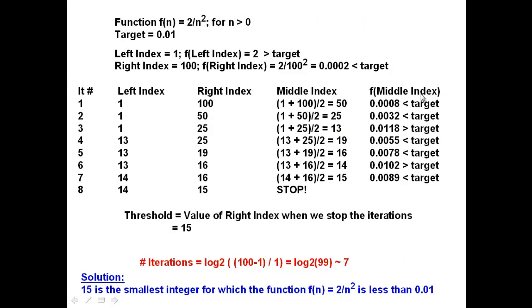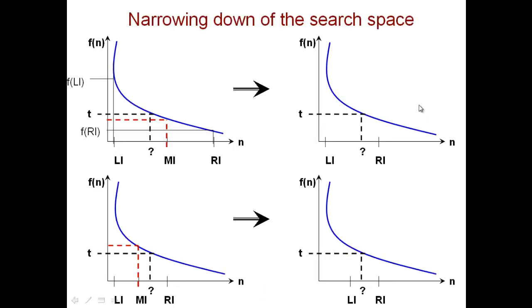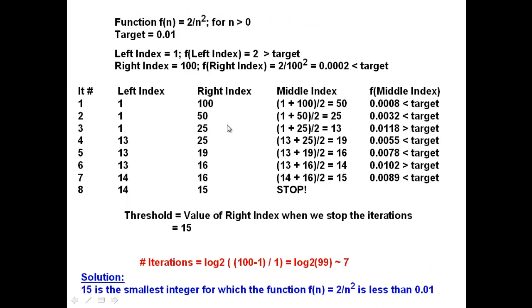So since the function value at the middle index 50 is less than the target, the threshold cannot be to the right of the middle index. The threshold has to be only either at the middle index or to the left of the middle index. So we set the right index to be the middle index itself. So you see we are reducing the search space by half. Instead of 1 to 100, we are searching now from 1 to 50.